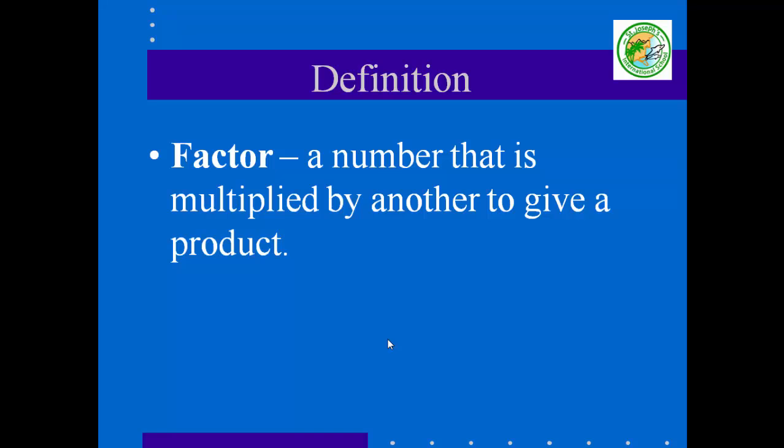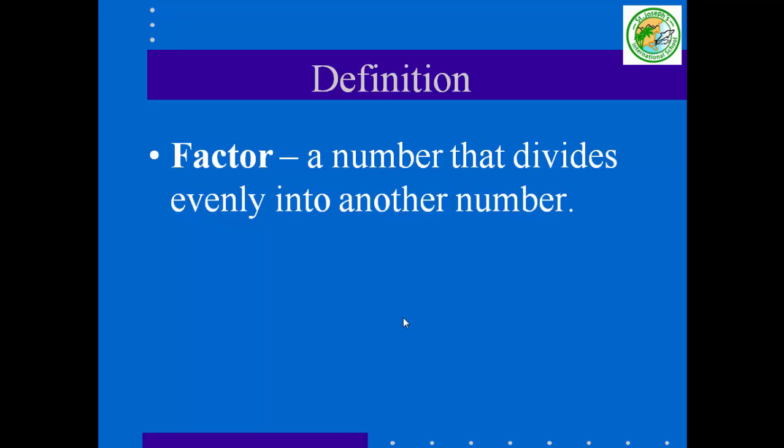Another definition. What is a factor? Factor is a number that is multiplied by another to give a product. If we have 7 times 8 equals 56, we said that 56 is called product, and 7 and 8 are called factors. 7 and 8 are the factors of number 56. Okay?